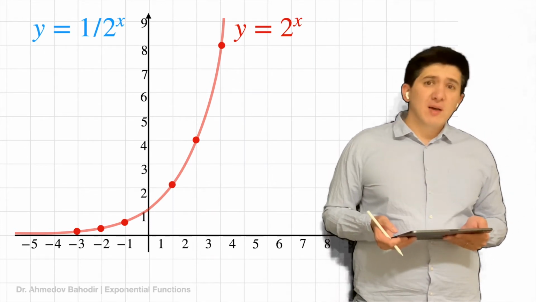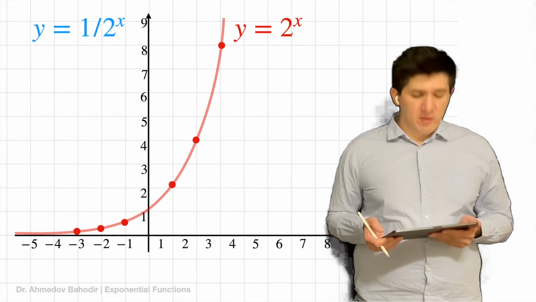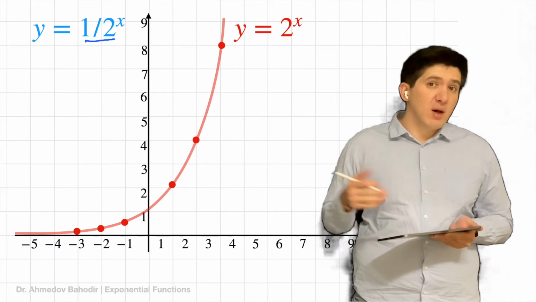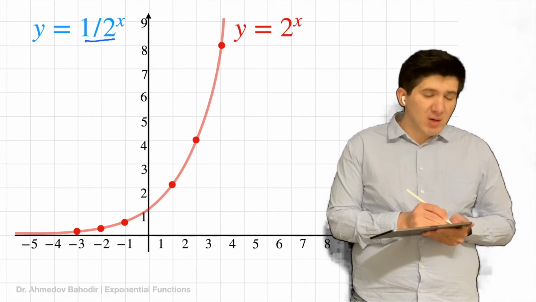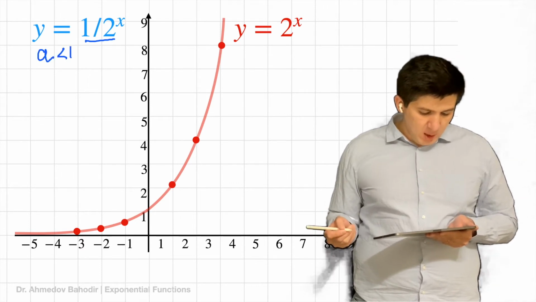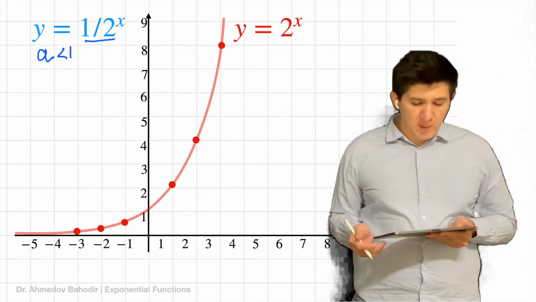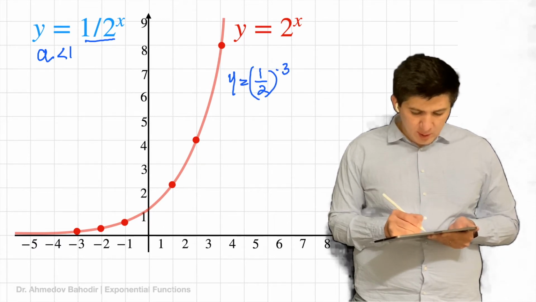What I would like to do is draw the function 1/2 to the power of x. So 1/2 is the value of the base of the exponential function. If you remember, this was a to the power of x, and this is the case when a is less than 1. I would like to calculate this function when x is equal to minus 3. So y is equal to (1/2) to the power of minus 3.